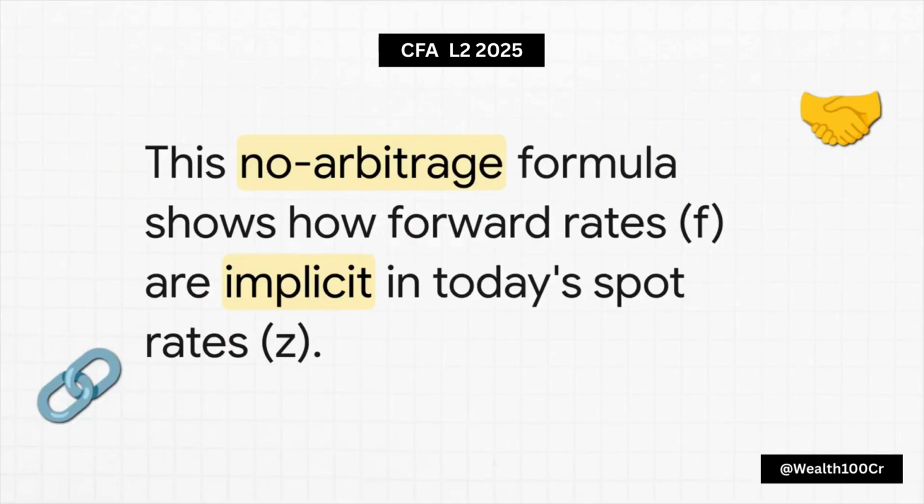And this formula right here, yeah, it looks a little scary, but it's the absolute key. All it's saying is that there can't be a free lunch. You have to get the same result whether you invest for 2 years straight at the 2-year spot rate, or you invest for 1 year, then roll that money over for a second year at the forward rate. Both paths have to lead to the same destination. That's what locks everything together.